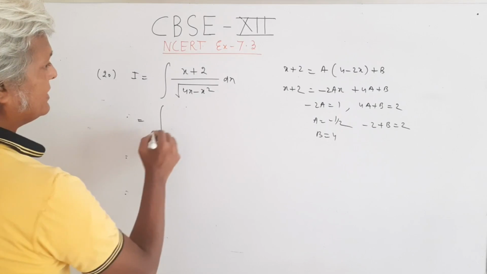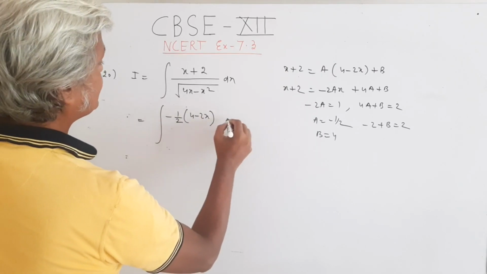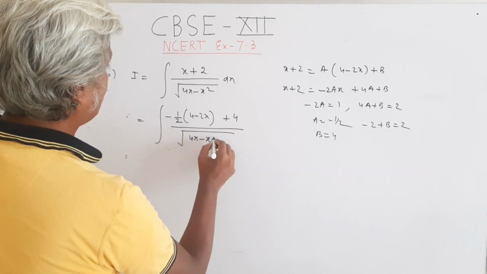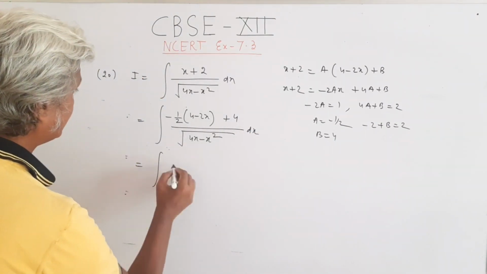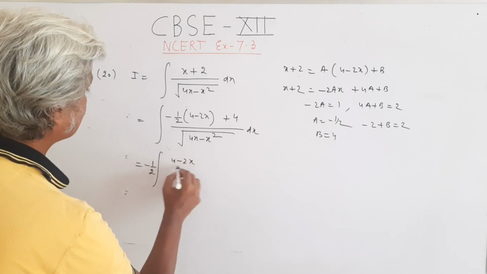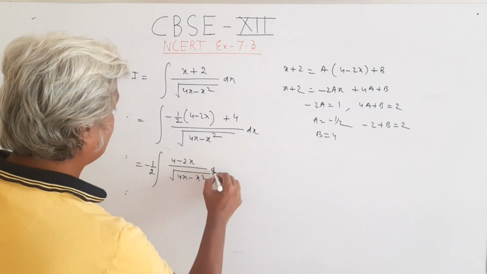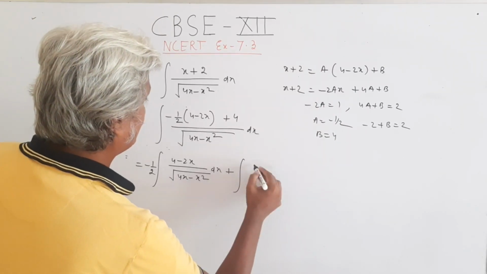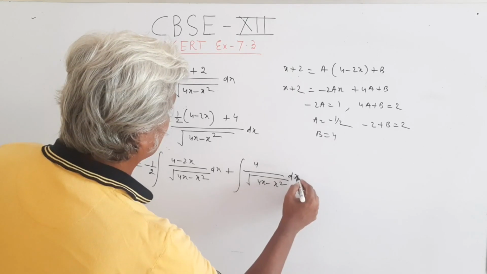So this form directly becomes minus 1 by 2, 4 minus 2x plus 4 upon under root 4x minus x square dx. Then this becomes minus 1 by 2, 4 minus 2x upon under root 4x minus x square dx plus 4 upon under root 4x minus x square dx.